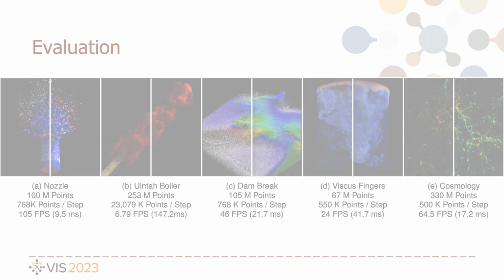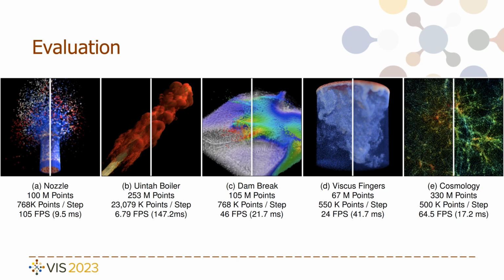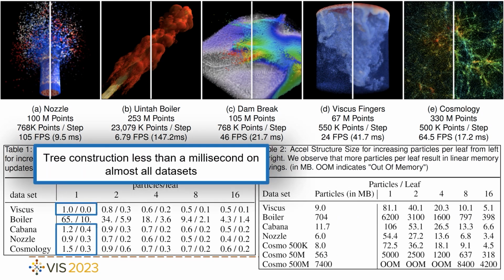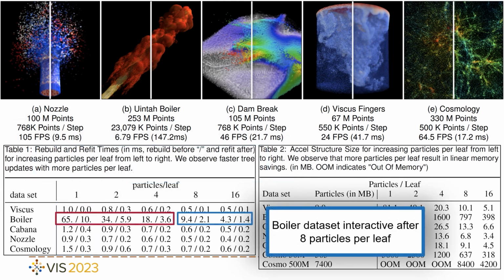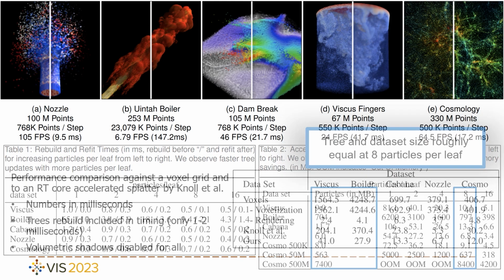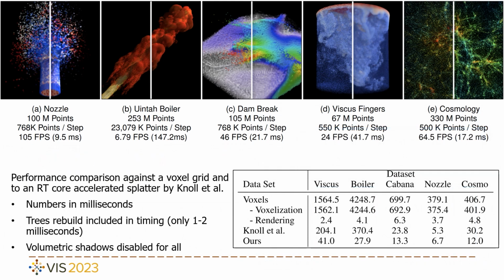So that's the method. To evaluate our solution, we measured the performance on 5 different time series particle volumes, all of which were found to easily achieve interactive real-time rendering performance. Our findings show that GPU-accelerated tree construction takes less than a millisecond on almost all datasets, though Boiler did need some clustering for interactive tree construction. We also found that the memory usage between trees and particle datasets were roughly equal at about 8 particles per leaf. We also compared our approach to alternative rendering methods and discovered that each responded to particle overlap differently.